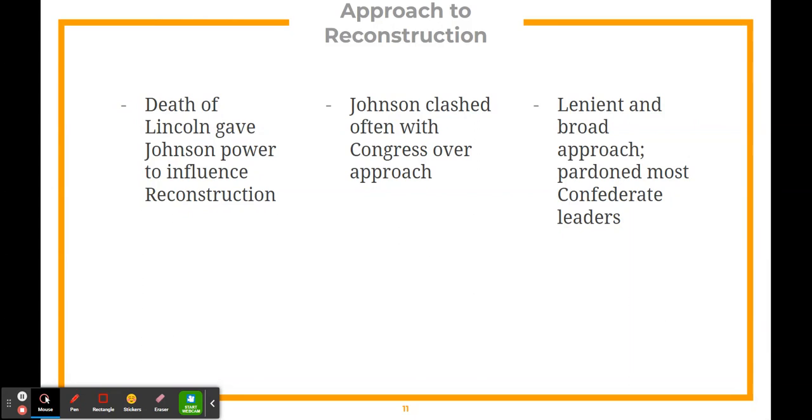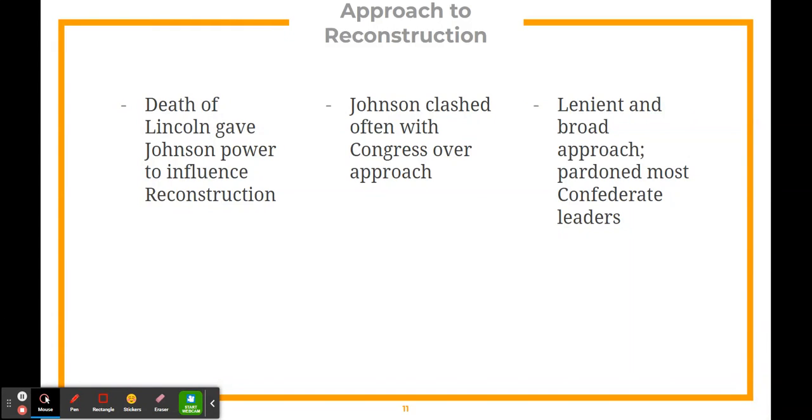Right now, we're going to start with Reconstruction. So the death of President Lincoln, his assassination, gave Andrew Johnson the power of president, and he went on to influence Reconstruction by his ideals. He often clashed with Congress over his approach, and his Democratic background and leniency on pardoning Confederate generals made his relationship with Republicans in Congress very uneasy.